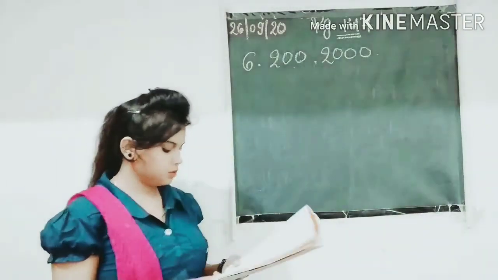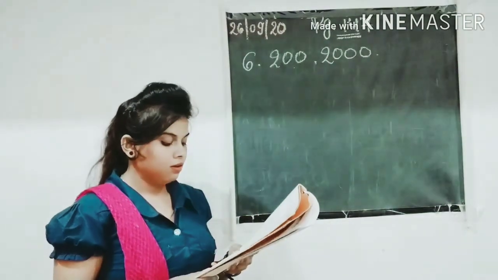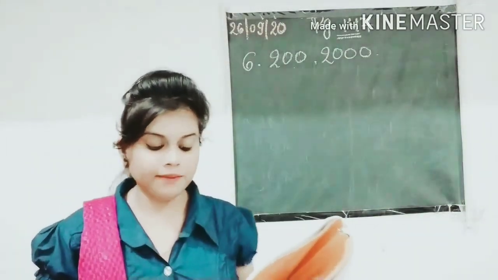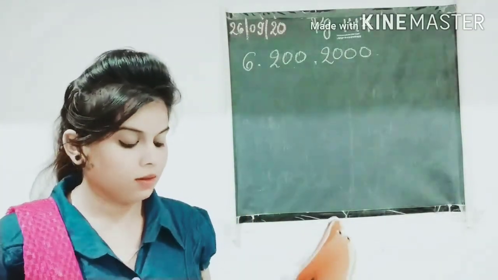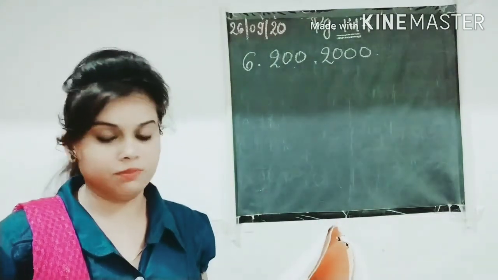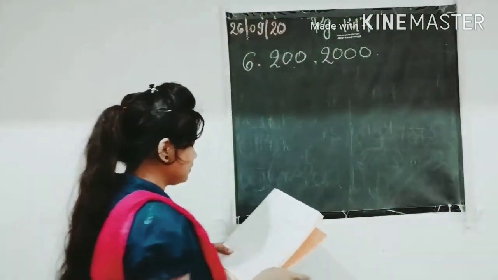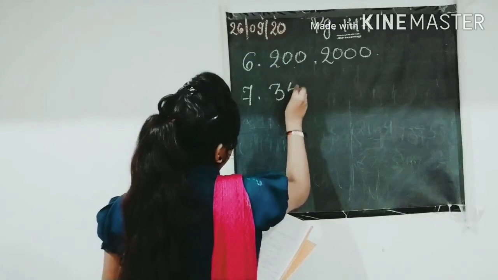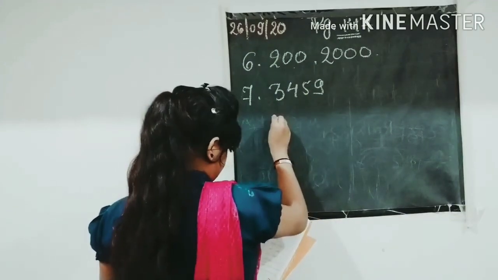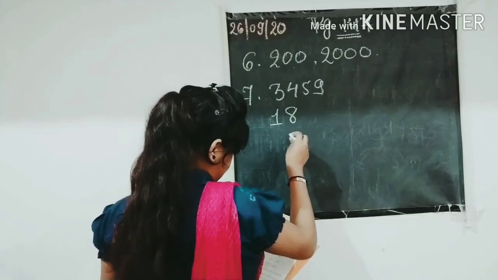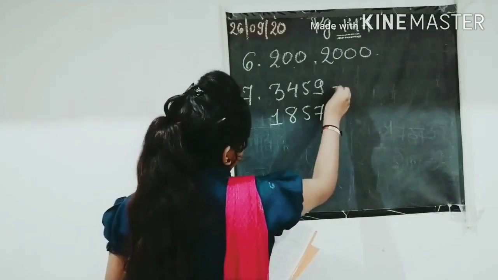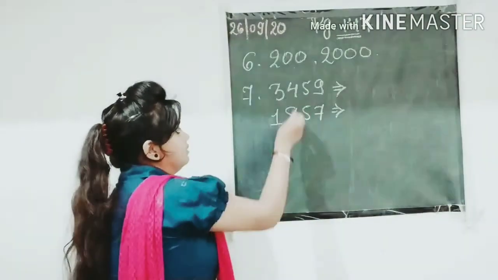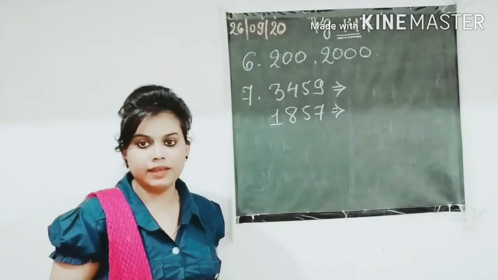Okay. Next question: the numbers 3459 and 1857 are both divisible by 3. What number do you need to add to them to make them also divisible by 10? So what do we need to take? The first number is 3459 and the second number is 1857. Which number will we add to these two numbers to make them divisible by 10?